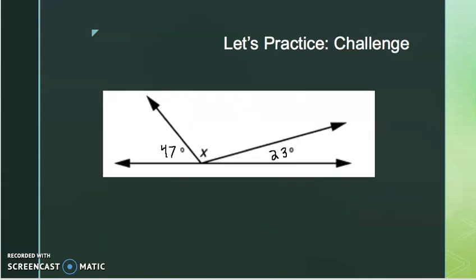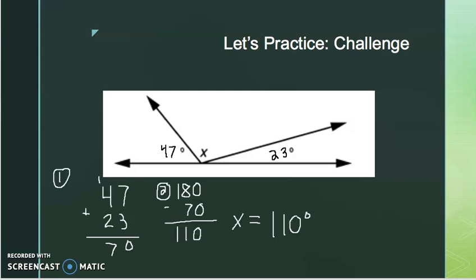All right, we are going to wrap up with a challenge. So looking at this, what would you say is the missing measure of the angle? I want you to pause the video and think of a strategy about how you could solve this problem. Again, think about what you know about complementary and supplementary angles, because I'm going to give you a tip. You're going to need to use one of them to help you solve for the missing angle. Then hit play to see if you found the same angle measure that I did.